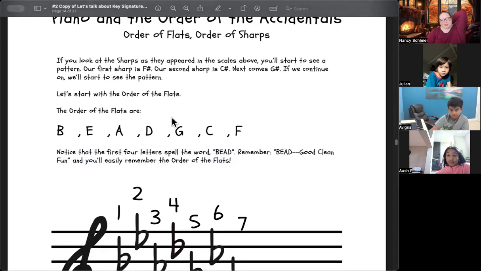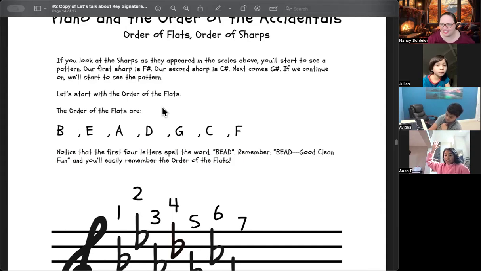Okay, so now let's talk about the order of accidentals. This is how the sharps and flats show up, and they will always show up in this order. Why? I don't know. It just so happens that if we go through all the tetrachords the way that we did, this is how the sharps and the flats show up as we go through the tetrachords.